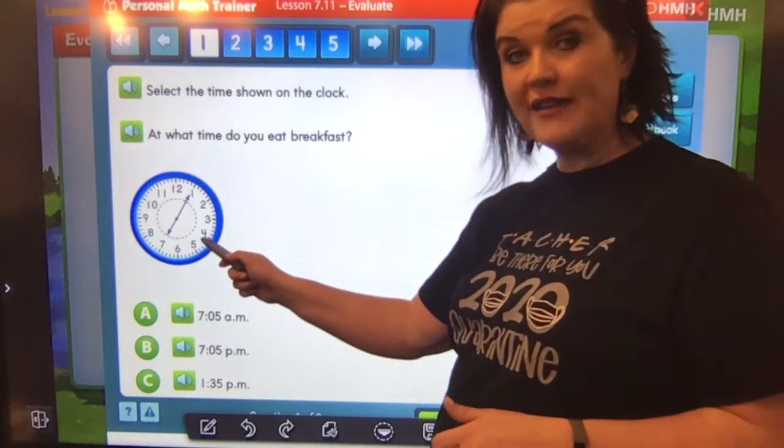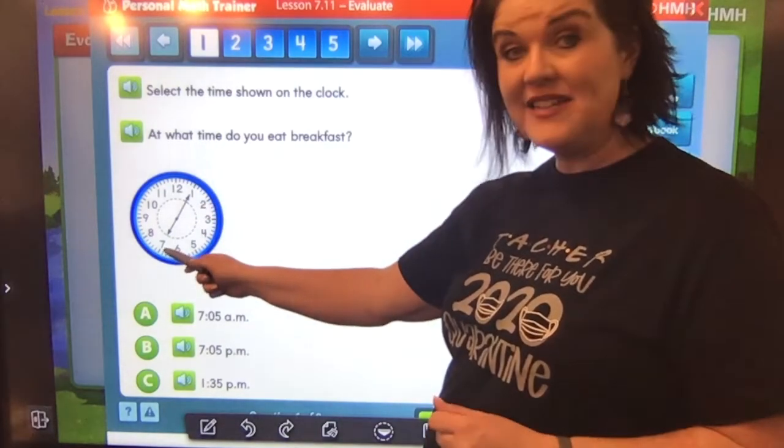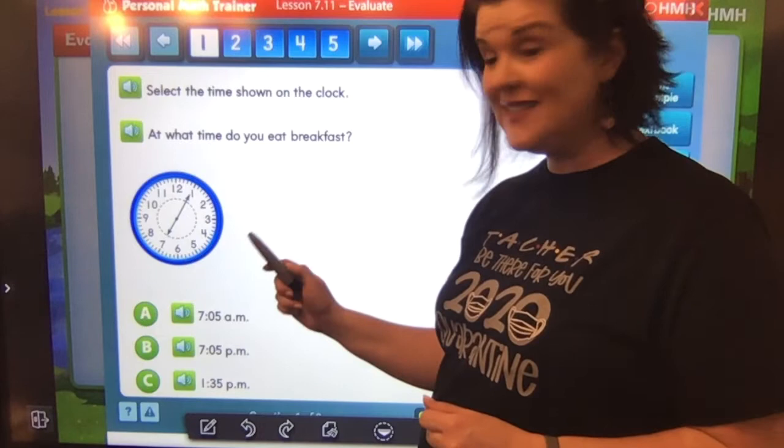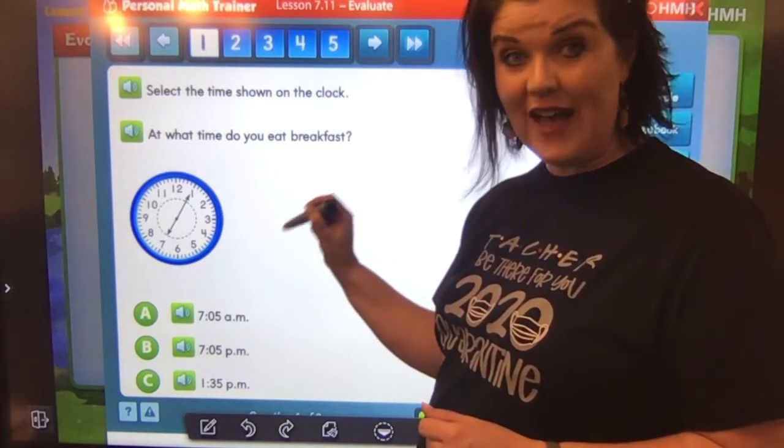Let's look at this clock. It tells us that the minute hand is on the 1 and the hour hand is on the 7, which shows us that it would be 7:05.